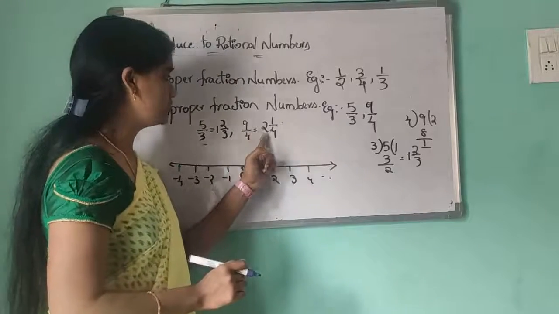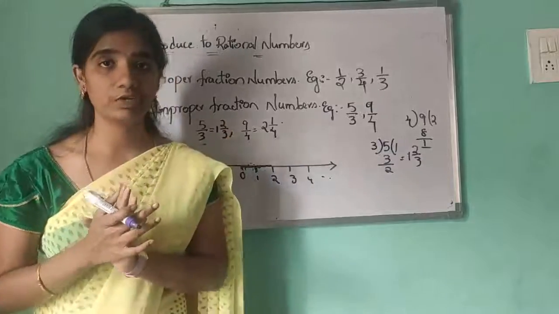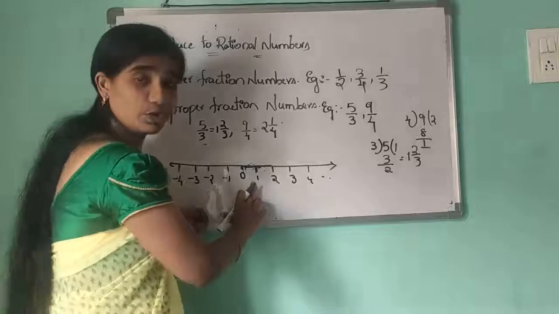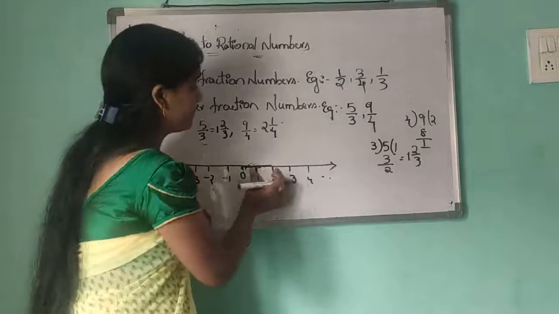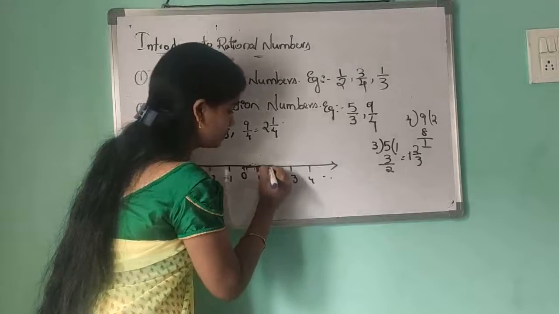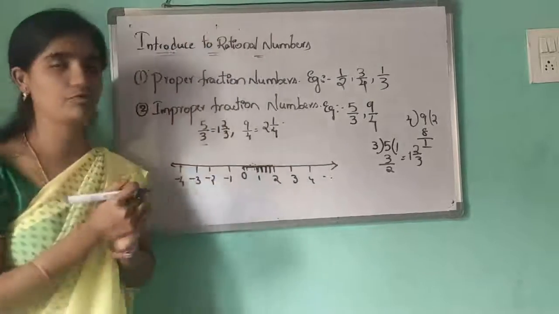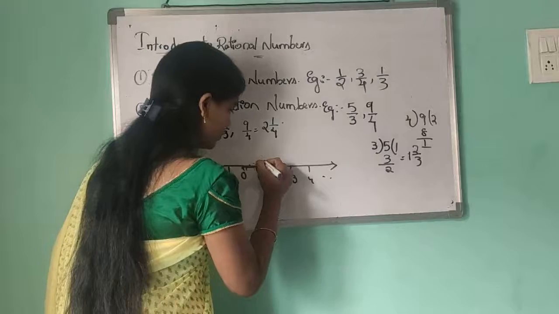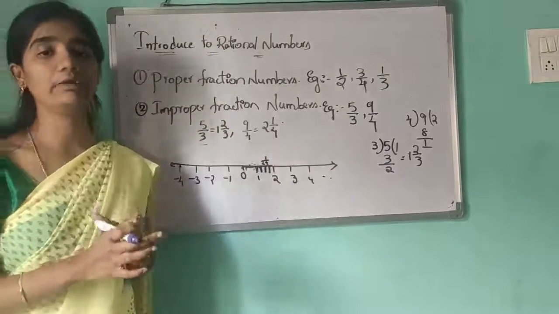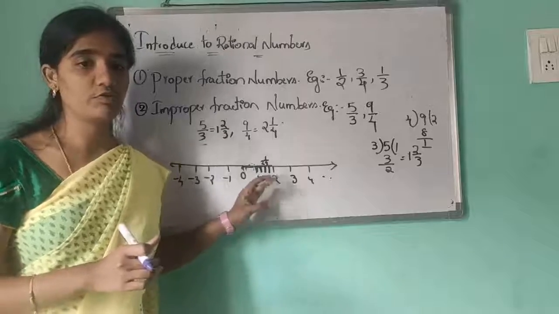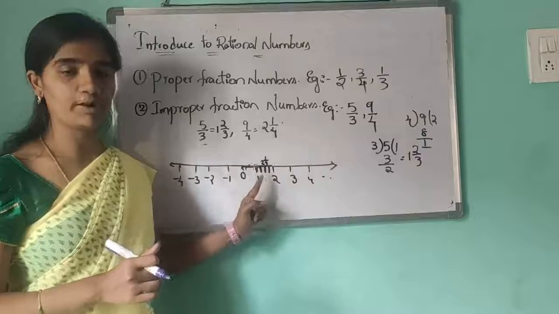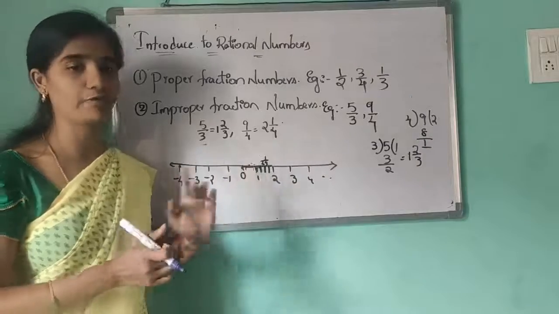So how many parts do we have to divide between 1 and 2? 4 parts, because the denominator value is 4. So we divide 1 to 2 into 4 parts: 1, 2, 3, 4. The value is 2 1 by 4. It is divided into 4 parts, so the first part is 2 1 by 4.